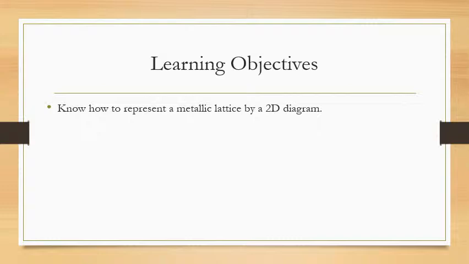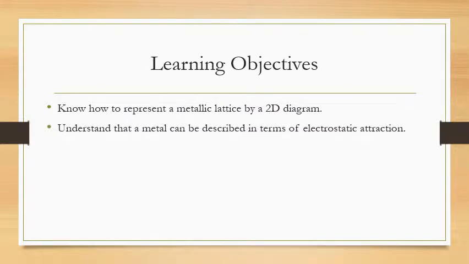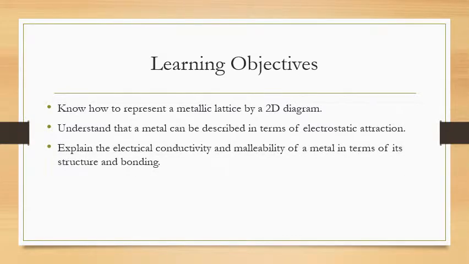Number one, know how to represent a metallic lattice in a 2D diagram. Two, understand that a metal can be described in terms of electrostatic attractions. And three, explain the electrical conductivity and malleability of a metal in terms of its structure and its bonding. So we'll look into those terms as well and what they actually define.